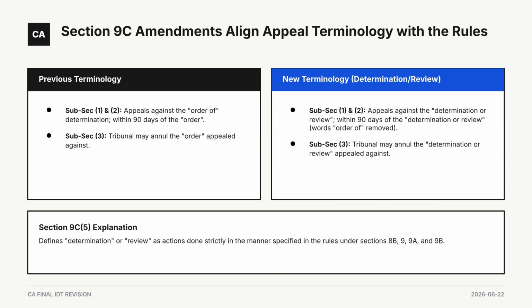Section 9C witnessed important terminology changes. Earlier, appeals were filed against an order of determination or review. The amended law simplifies this by referring directly to the "determination or review." Similarly, time limits are now linked to the determination or review itself, rather than the order. The tribunal's powers have also been aligned with this terminology. Additionally, a new explanation clarifies that determination and review must be carried out strictly according to the rules framed under Sections 8B, 9, 9A, and 9B.